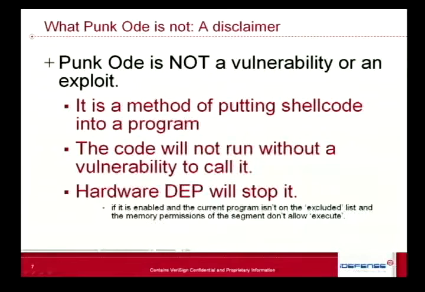And you can prevent being exploited by this by using hardware DEP. But that's the same for pretty much anything which puts the shellcode on the heap and tries to execute it. So you need to make sure that's enabled and the current program isn't on the excluded list, and that the memory permissions of whatever segment it loads the images into don't allow it to be executed, and then it would stop the thing.